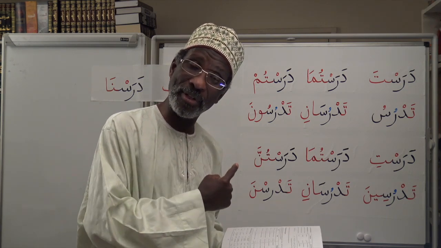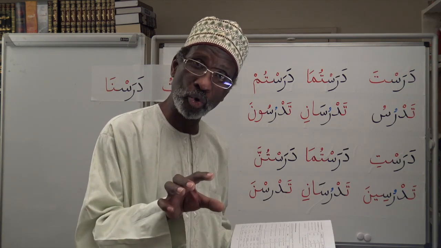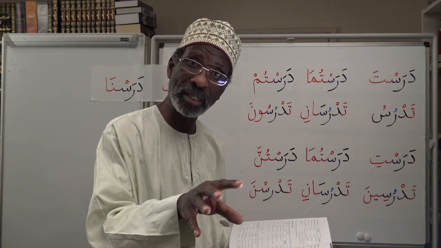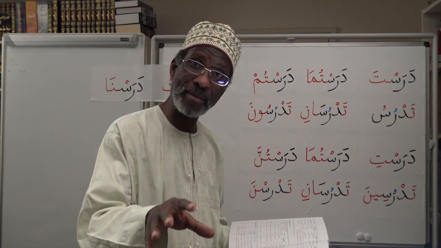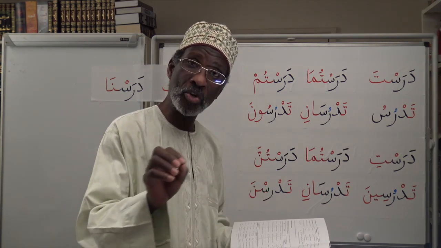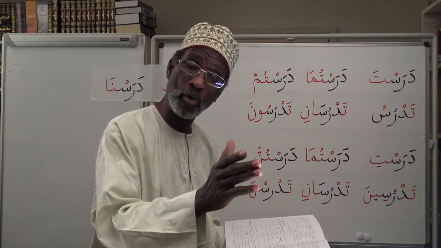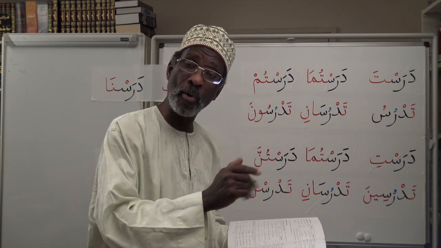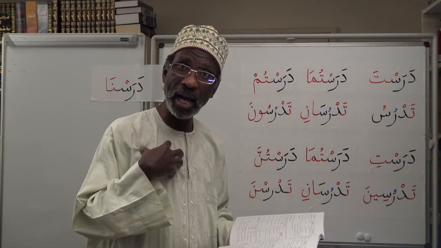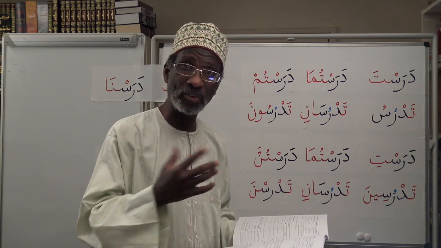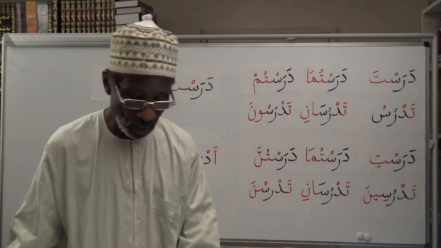We're going to do the same thing here to explain how to conjugate the second person, meaning you singular male, you singular female, you two male, you two female, you three or more male, you three or more female. And then we're going to do I and we as well. Right, let's start with the second person.